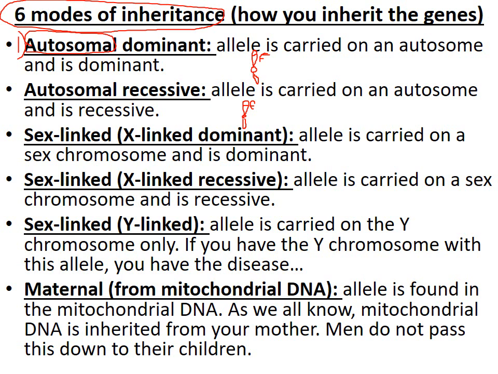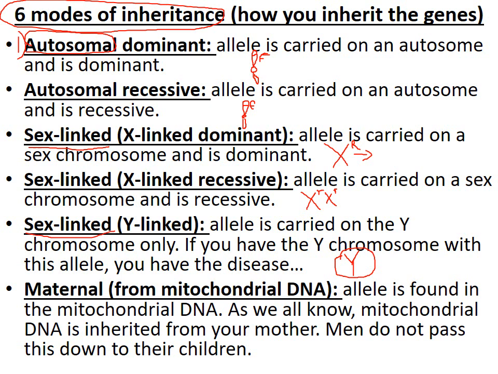Another mode is sex-linked, so it could be X-linked dominant, it could be on the X chromosome and be dominant, or it could be X-linked recessive, meaning you need 2 of them in order to have the condition. Here you'll need 1 to have the condition, the other X could be an X little r and X big R. You could also have sex-linked Y-linked, meaning the condition is on the Y chromosome. And if it's on the Y chromosome, you know that it's only the father that can pass that on. And only boys will have that condition because only boys will have the Y chromosome.